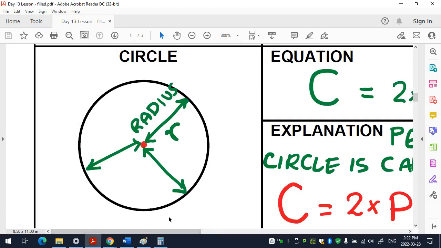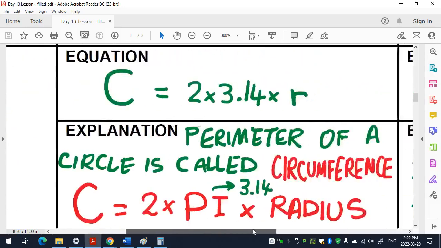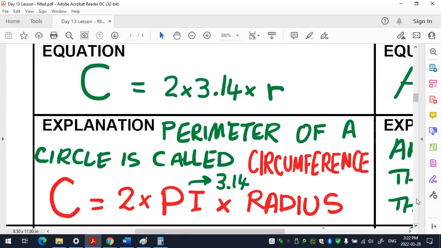Okay, so everyone, I'm showing you multiple choices of radius. You could go here. You could go here. It doesn't matter. Just go from the center somewhere. There we go. This is the equation. If you want to know how much distance is around the circle, if you want to walk it, you just multiply 2 times pi.